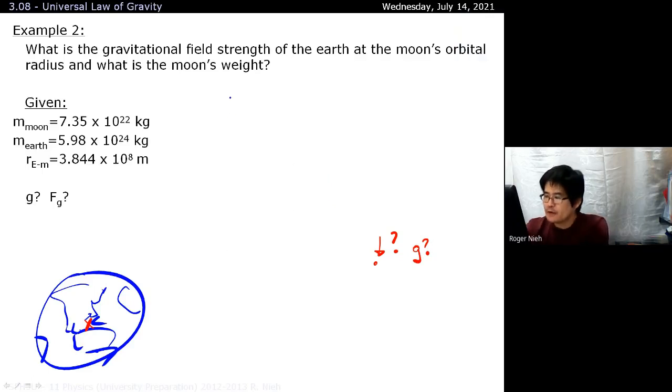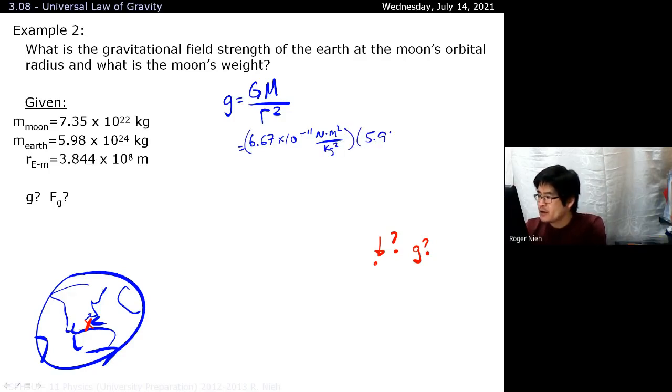All right, so we'll use our newfound formula. g is equal to capital G, mass of the big object, divided by the radius squared. Capital G is 6.67 times 10 to the negative 11 newtons times meters squared divided by kilograms squared. Mass of the Earth is approximately 5.98 times 10 to the 24 kilograms. And the radius in this case is 3.844 times 10 to the 8 meters. And don't forget to square it.